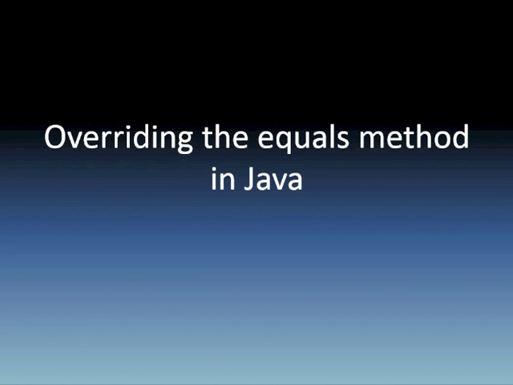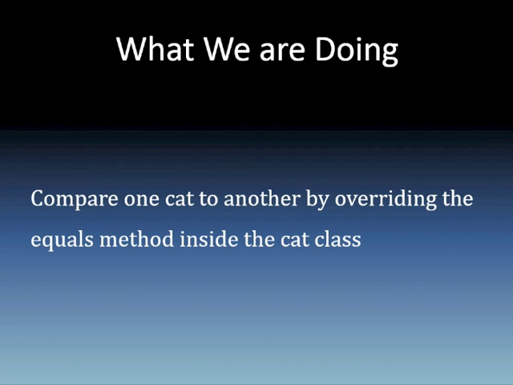So the first thing we want to do is write what we're going to do. This is not the steps to do it. This is merely answering what we are trying to do with the method. In this case, we're going to try and compare one cat to another by overriding the equals method inside the cat class. So that leads us to the next question.